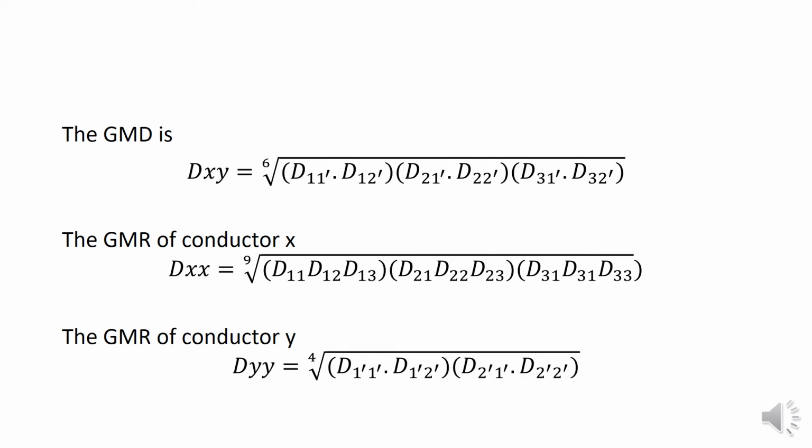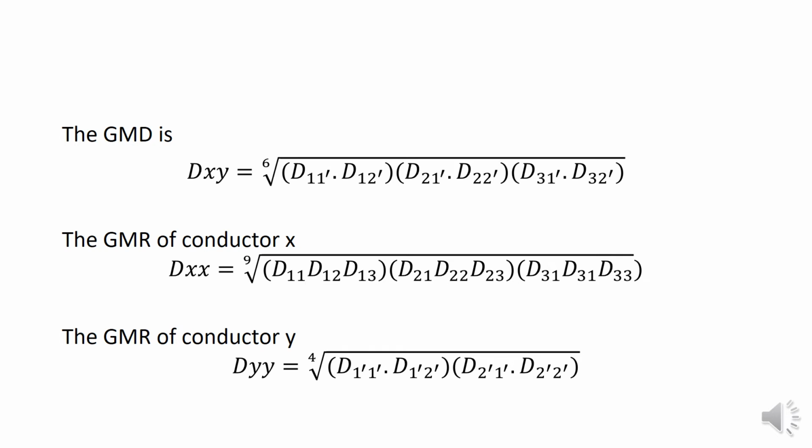Okay, then D12, what is D12? D12 is the distance between line 1 and 2. Okay, then what is D13? D13, that is the distance between 1 and 3. Okay, so can you see that in here we are considering only conductor X, right? Then D21, distance between conductor 2 and 1, which is same as D12. Okay, so what is D22? Again it will not make sense because that means distance between 2 and 2. Okay, then D23 means distance between 2 and 3.